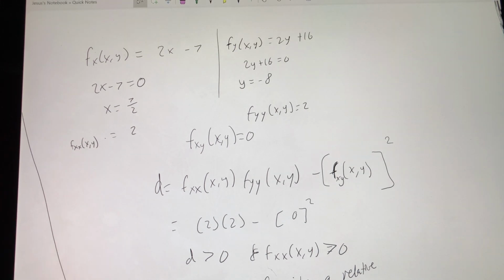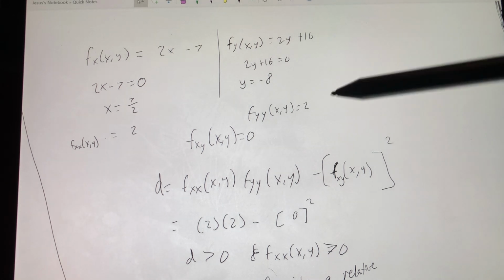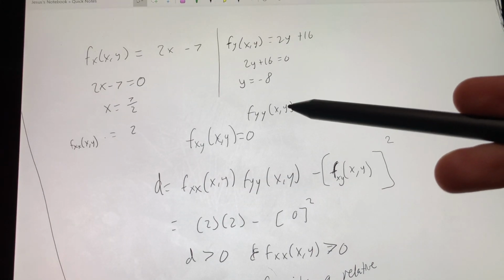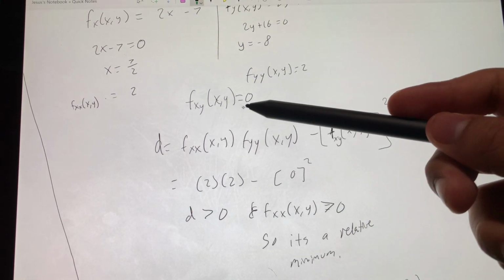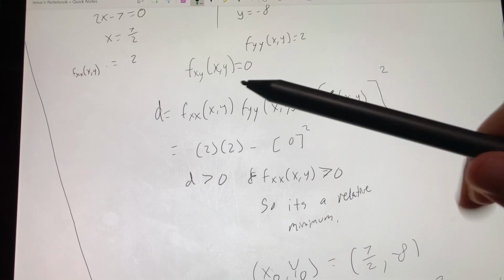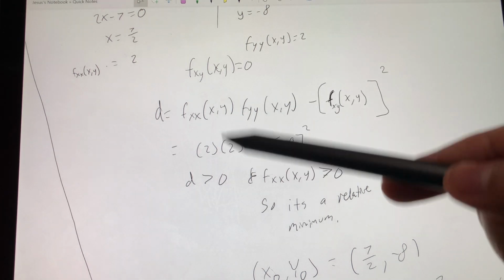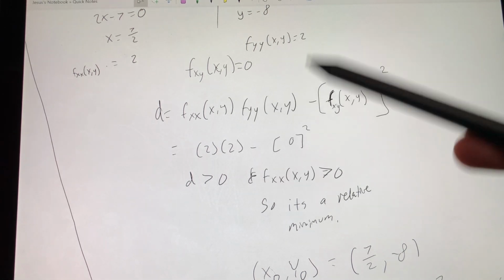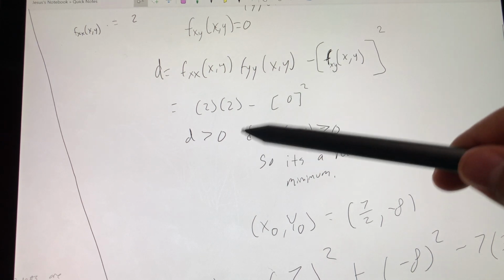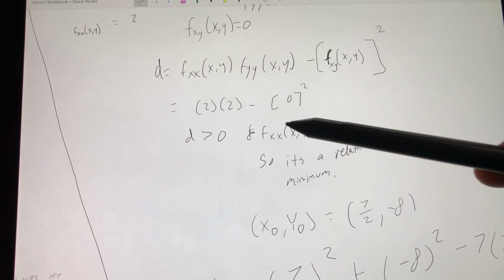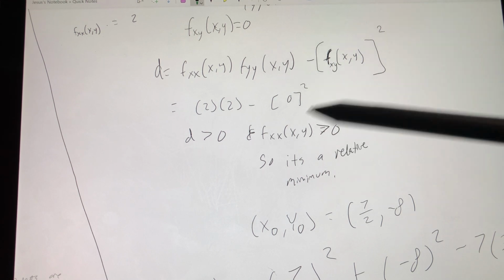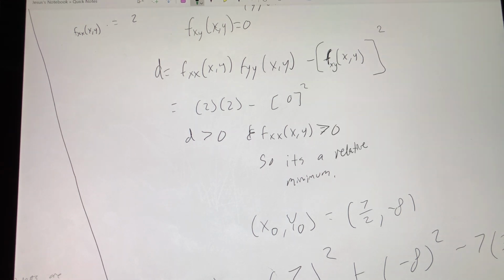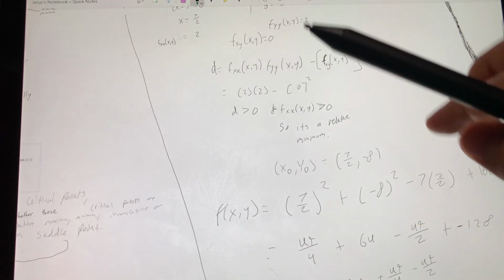I found that the second derivative with respect to x is equal to 2. The same goes for the second derivative with respect to y, and I found that the mixed partial is equal to 0. So plugging into my equation, D is 4 minus 0, so essentially D is positive. On top of that, the second partial derivative with respect to x is positive, greater than 0. So what we have here is a relative minimum.